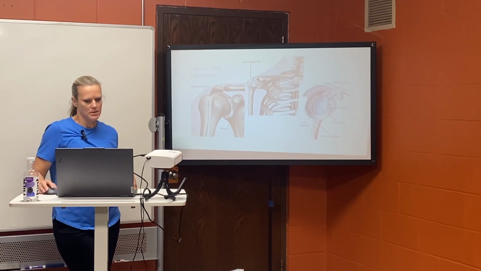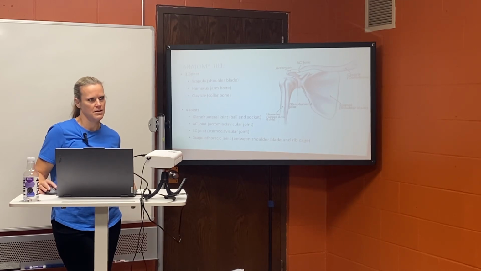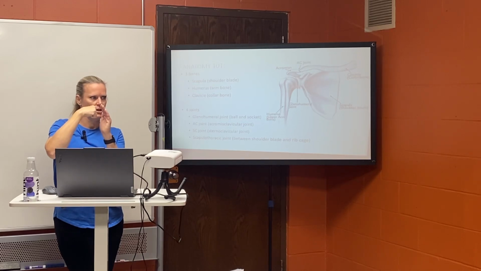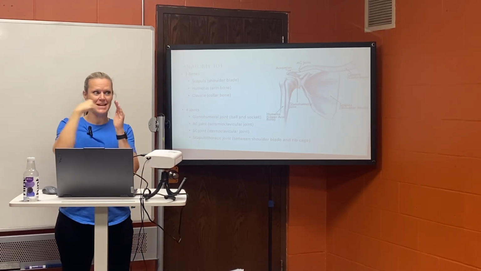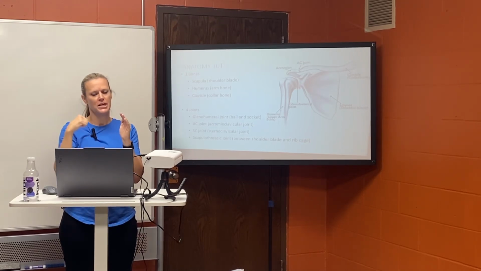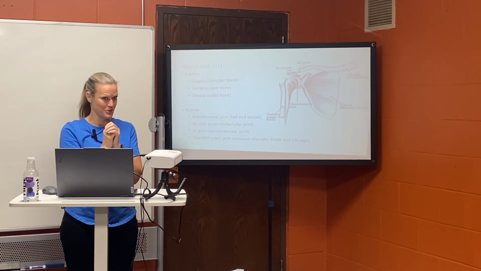So let me go back one slide here. You see the shoulder is a big ball in a little socket, okay? Think of it as a big golf ball sitting sideways on a little golf tee. If I had a big golf ball and I sat it sideways on a golf tee, it's going to fall off, right? And so you need something to hold the ball on the socket in order for your shoulder to work properly.